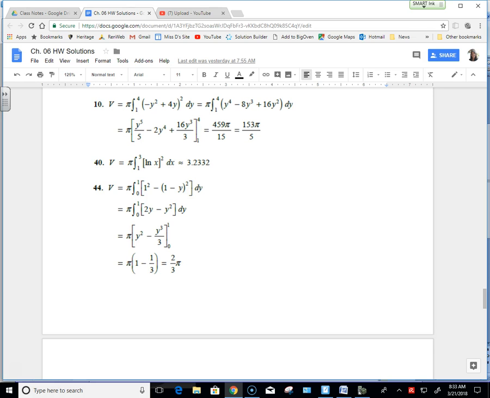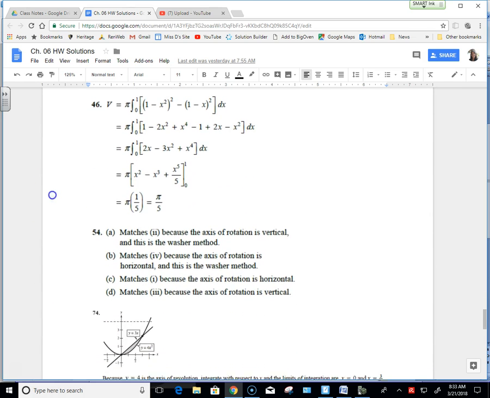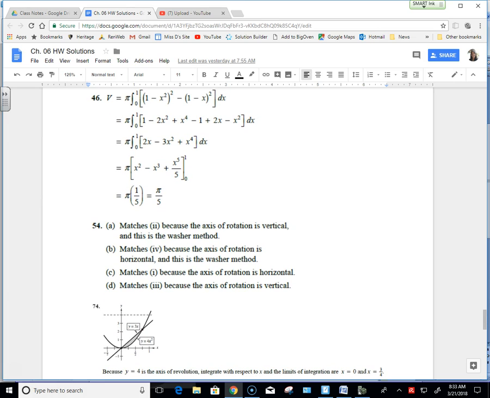Are we good? Okay. Number 46 ends up being pi over 5. Number 54, they give you the y, but the answer is just little 2, little 4, little 1, little 3. On which one?